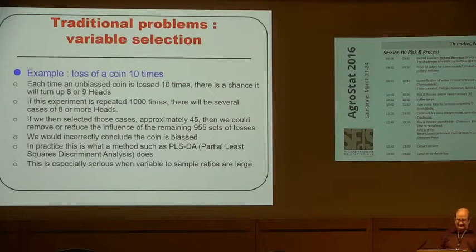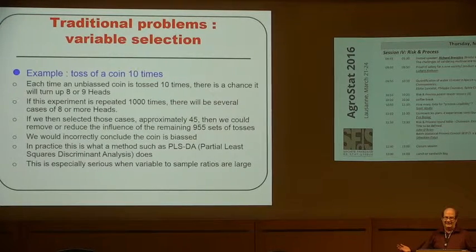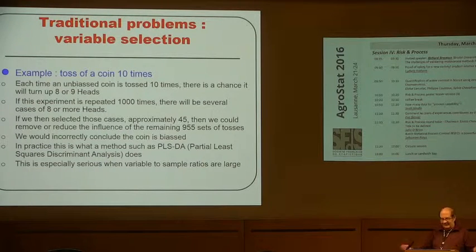So let's do that. If I then repeat this 1,000 times, I will get several cases of 8 or more heads. That is randomness. That's what I expect. I'm not going to expect 5 heads every time. So what I could do is select those tosses of the coin that give 8 or more heads. These will be approximately 45 for an unbiased coin, plus or minus a bit. And I could form my model with those 45 things, which people could say are the best markers.